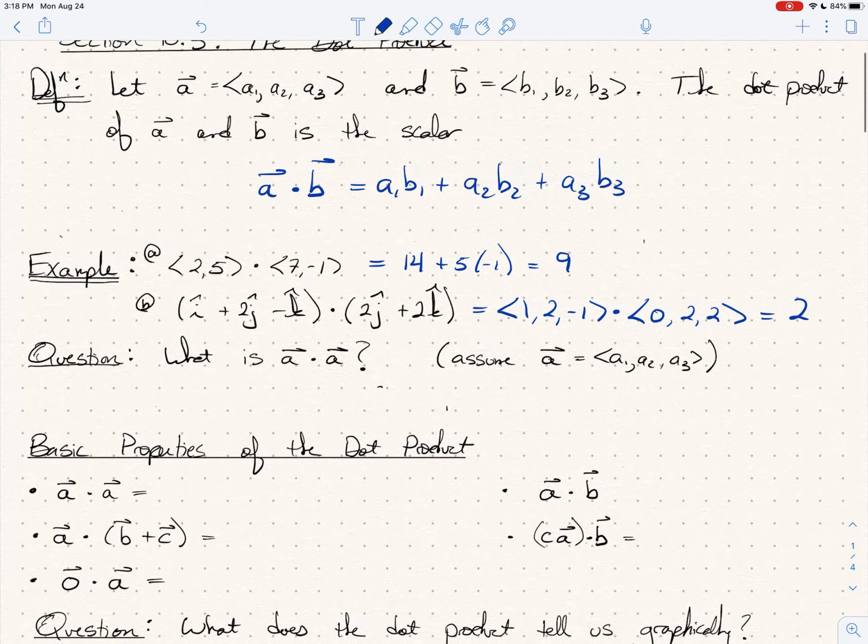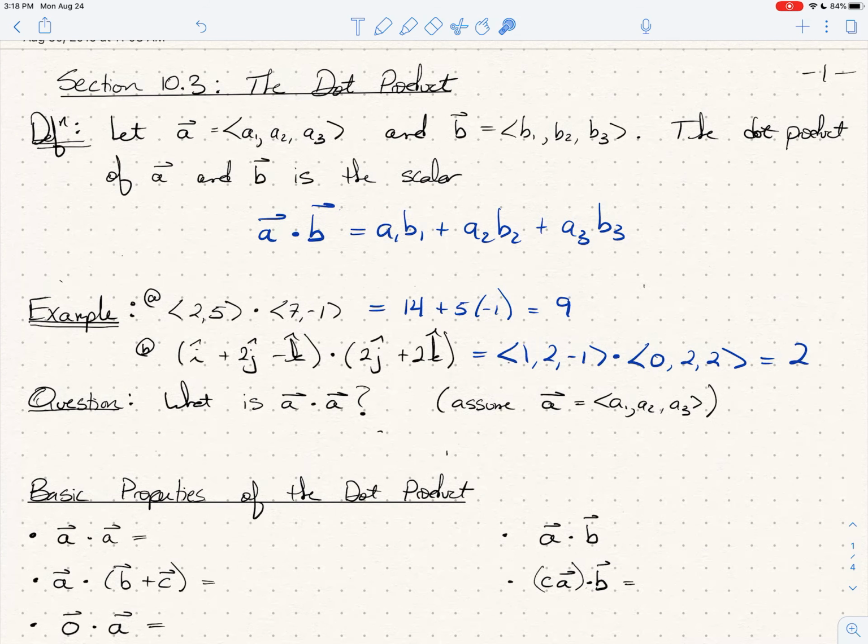I do want to point out a simple question that one might ask: what happens if you dot a vector with itself? Let's work over the three-dimensional case. It doesn't really matter. If I look at A dot A, I hopefully easily see that A dot A is A1 times A1, so A1 squared, plus A2 squared, plus A3 squared.